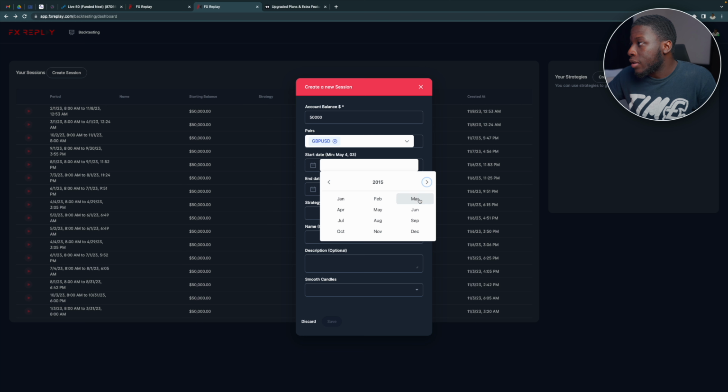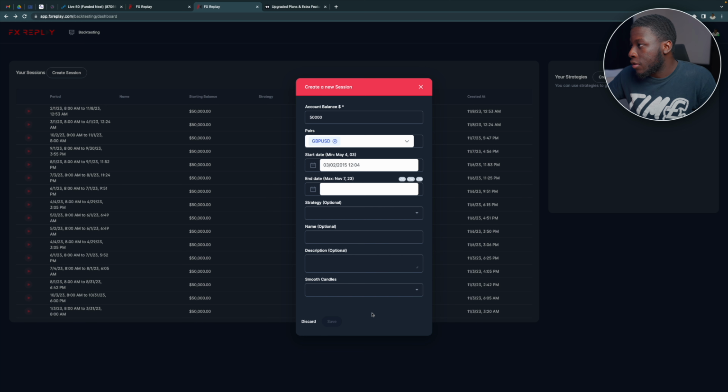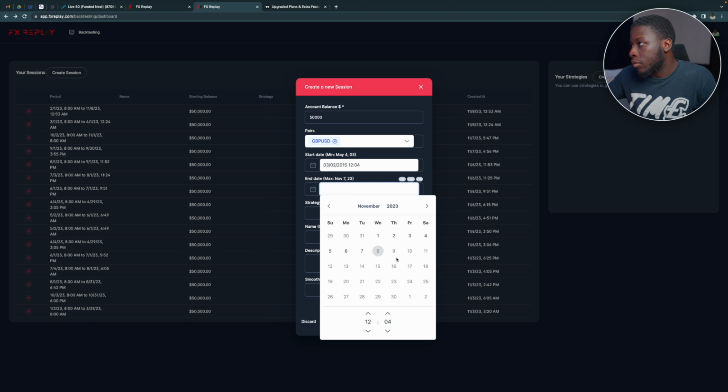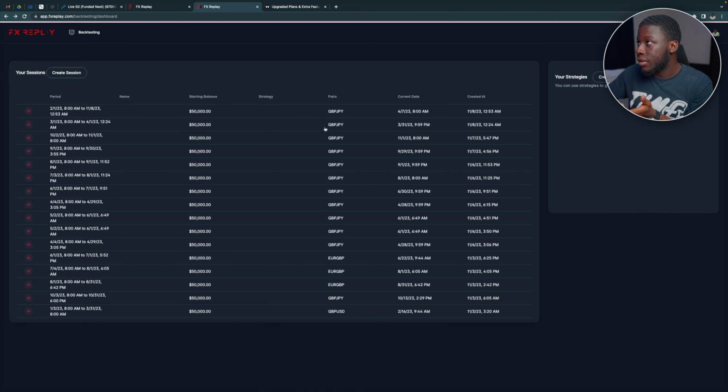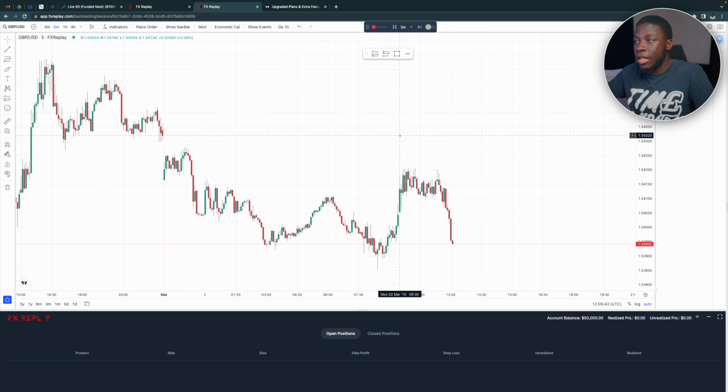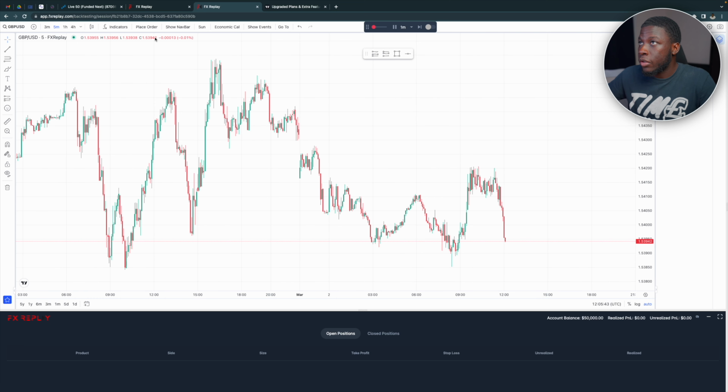And let's just say 2015, Monday, you can set the time, and then you want to end it on November 2023. Now you're literally going to do all of that. You can name the strategy if you want to, and then all you have to do next is just click on save. Now once you load into it, it looks exactly like TradingView, just as normal.